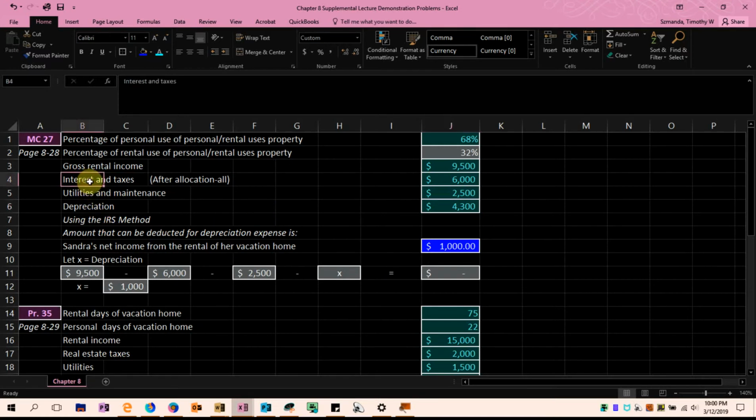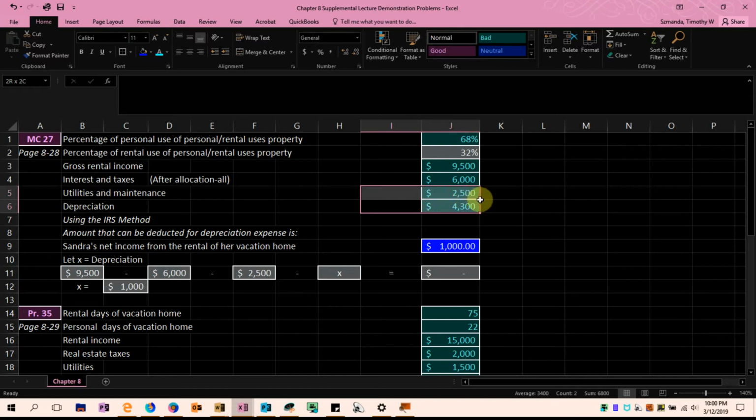By the way, these expenses are listed after allocation. So we don't need to allocate in this particular example between rental and personal use. They did that for us. All we need to determine is how much of this rental cost of $4,300 we can actually deduct. Well, when we have property that's personal and rental, the total of our expenses cannot exceed the revenue. That is, the rental usage cannot create a loss. And since we must list depreciation last, the question is how much of the $4,300 can we deduct?